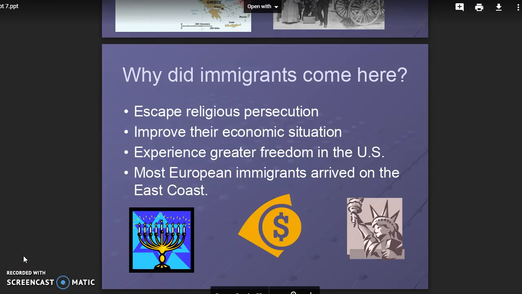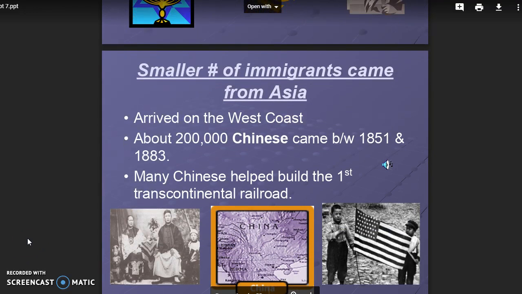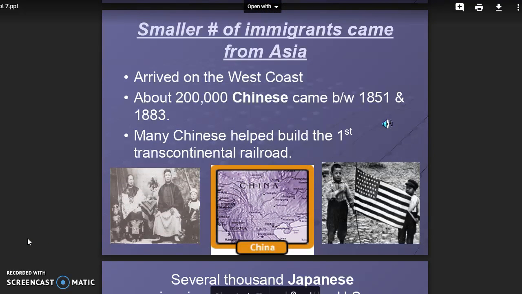Question number 3 on your study guide is asking you, how many people came from Asia and what did they help build? A smaller number of immigrants came from Asia. They arrived on the West Coast. About 200,000 Chinese came between 1851 and 1883, and many Chinese helped build the first transcontinental railroad. Please write down points number 2 and number 3 here for question number 3 on your study guide.